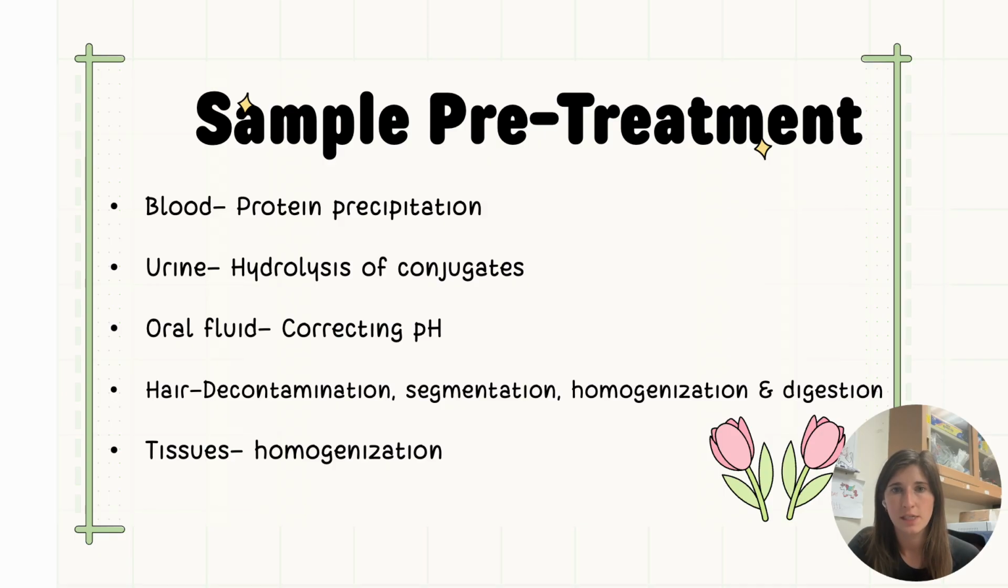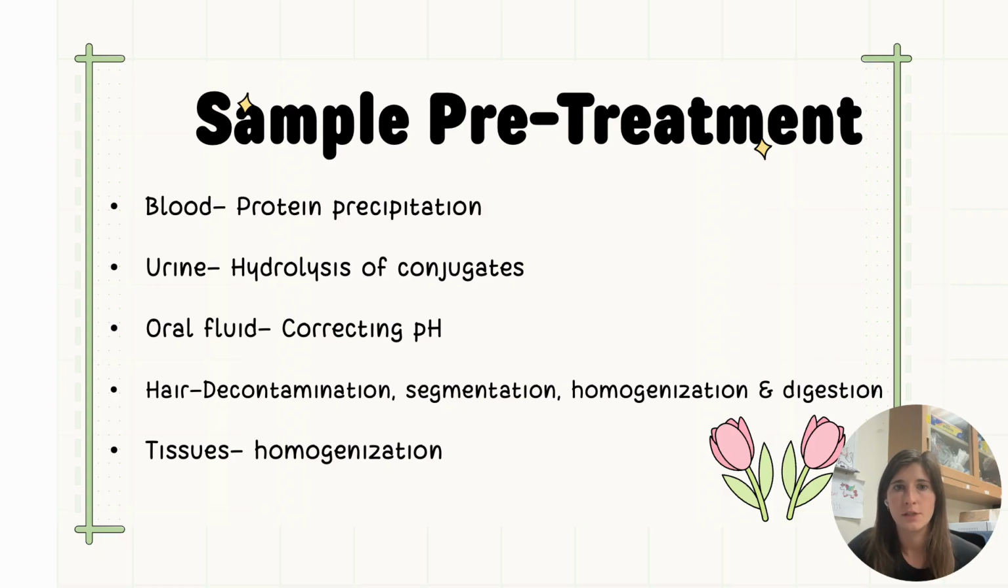Next, we do homogenization, which is when we cut the hair into really, really small pieces, or we essentially pulverize it. You then weigh out a certain amount of the homogenized hair, and then digestion is done to extract the drugs from the hair.